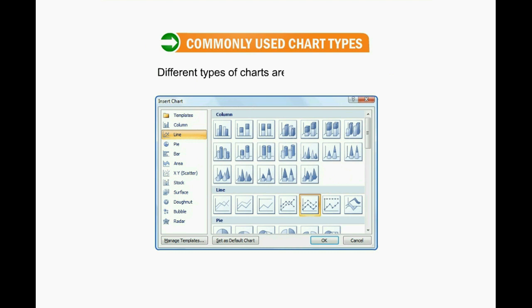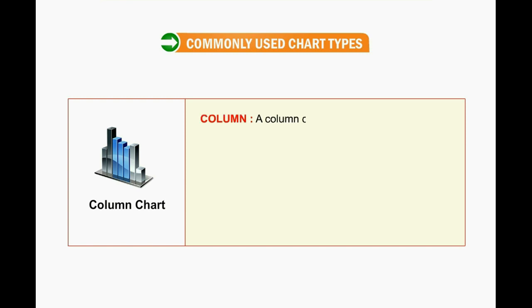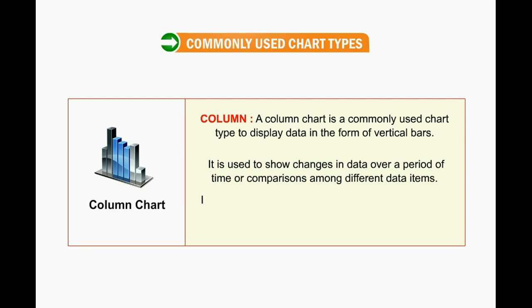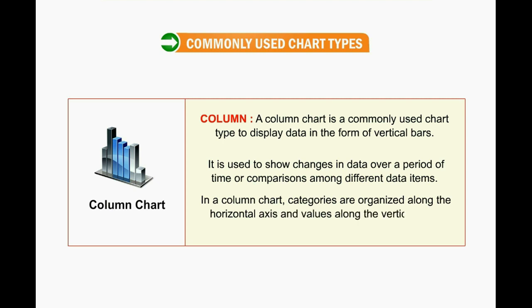Commonly used chart types. Different types of charts are available in Excel. Some of the most commonly used charts are column chart. A column chart is a commonly used chart type to display data in the form of vertical bars. It is used to show changes in data over a period of time or comparisons among different data items. In a column chart, categories are organized along the horizontal axis and values along the vertical axis.